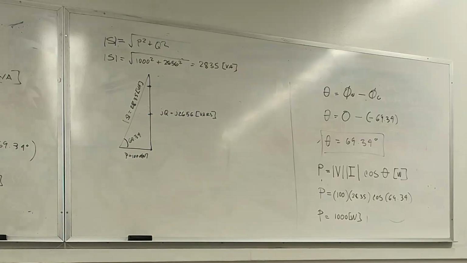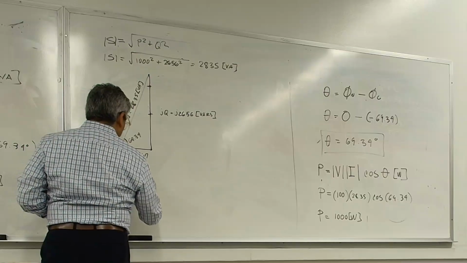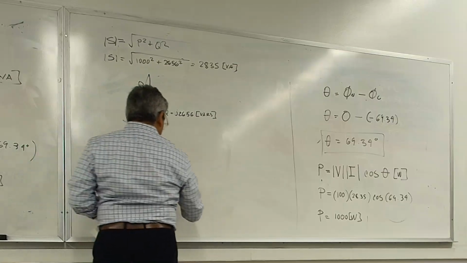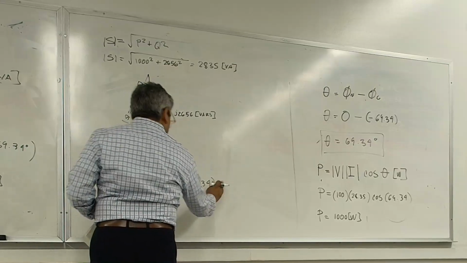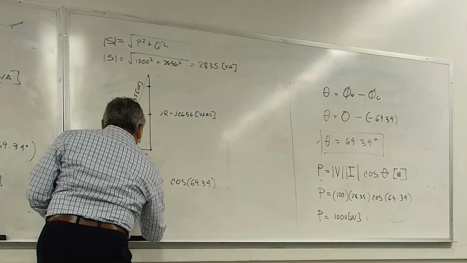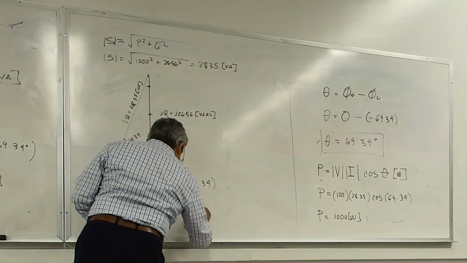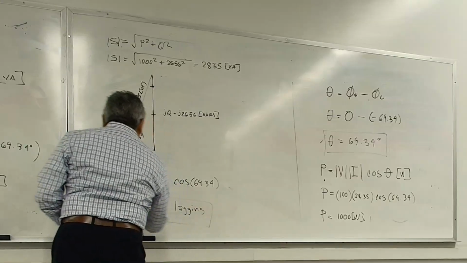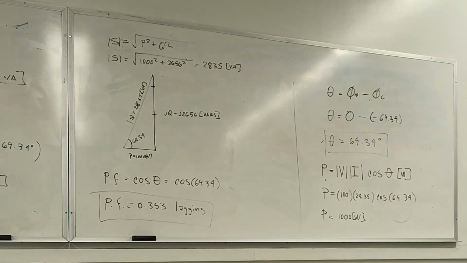What is the last thing that I want? Oh, what about the power factor? Power factor is equal to the cosine of theta, which is equal to the cosine of 69.34, and that is equal to, I'm going to put it here, power factor equals 0.353 lagging, because it is an inductive load. Is that a good power factor? No. That is actually a very poor power factor.